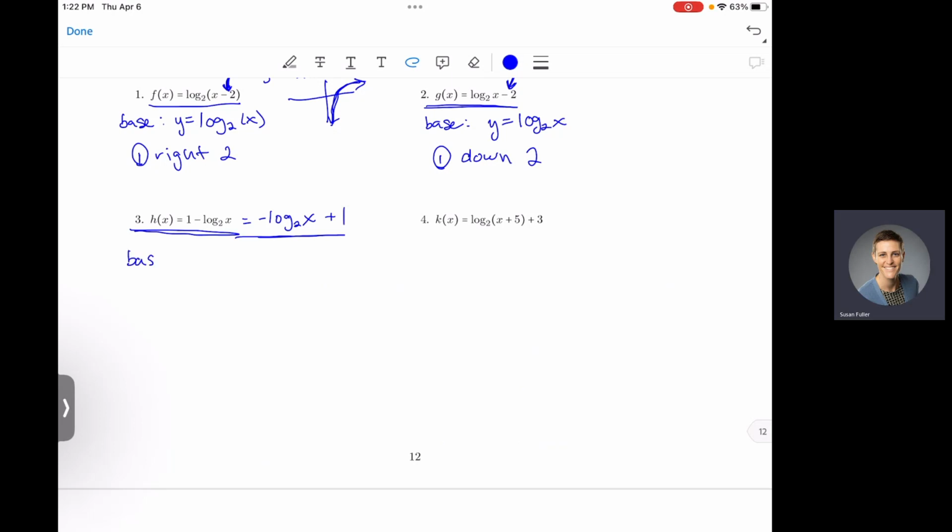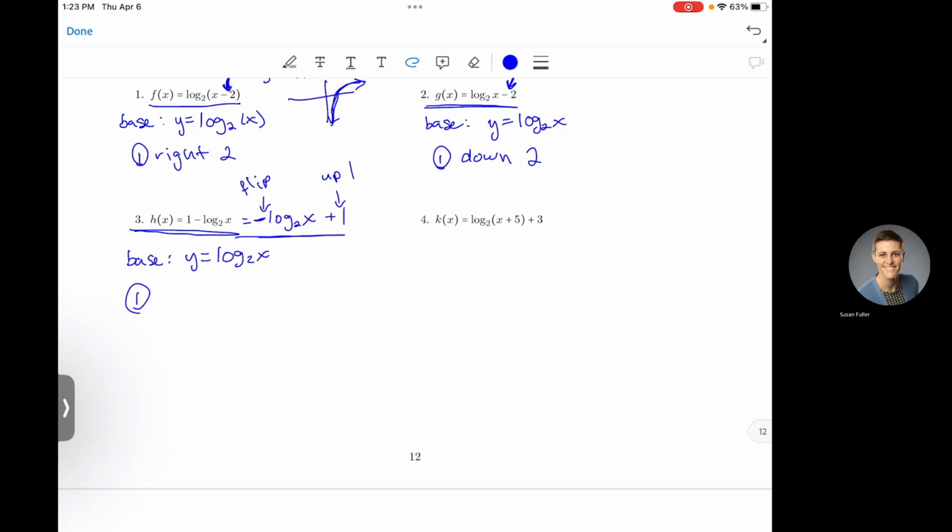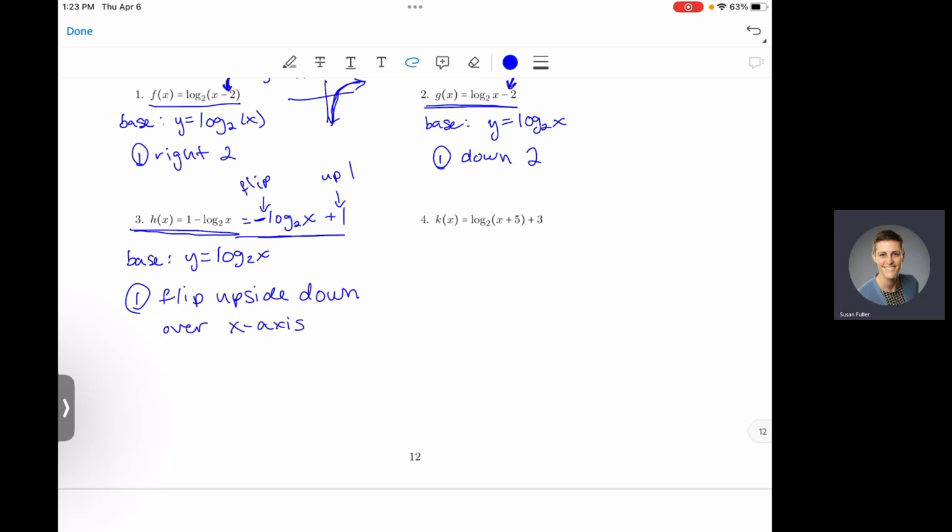Again, if you get rid of anything that makes a transformation, our base function is y equals log base 2 of x. And the things that cause transformations are this negative out front and this plus 1 here. This negative out front will flip us upside down. And this plus 1 out here on the end will shift us up 1 unit. Order matters, so what am I going to do first? I'm going to flip upside down because you have to move up and down last. Okay, so we're going to flip upside down over the x-axis first, and then the second thing that we're going to do is shift the graph up 1 unit.